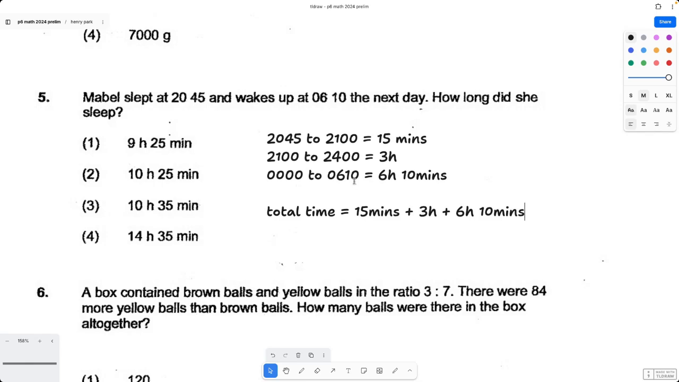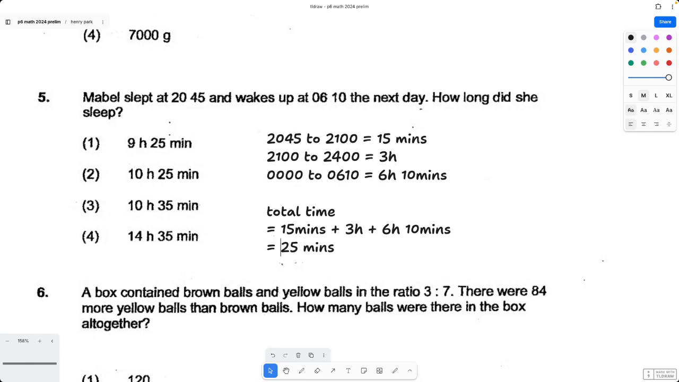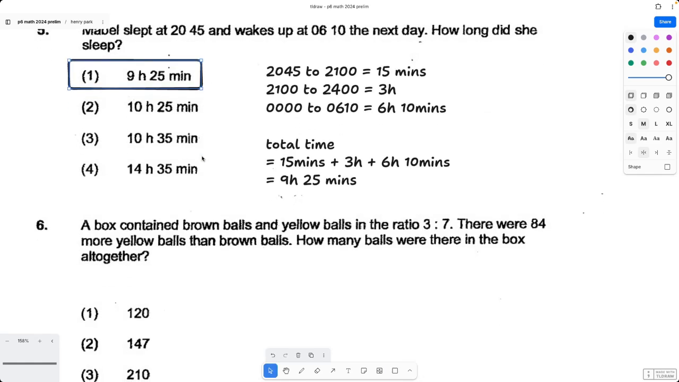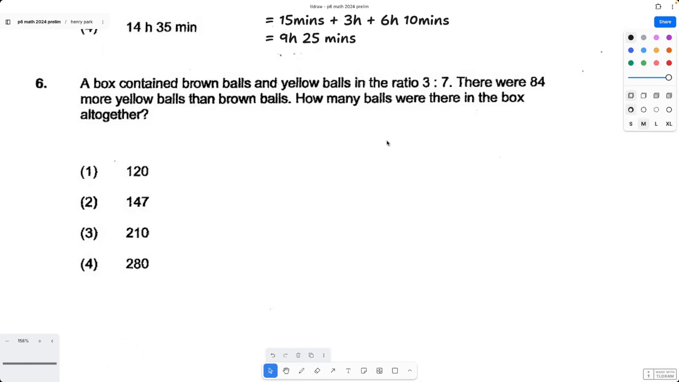You will see that the minutes are pretty straightforward. It will be 25 minutes, and then 3 hours plus 6 hours is 9 hours and 25 minutes. So this is option number 1. Okay, let's move on. It's easier to just put your time to the closest next hour so that you can minus easily. Okay, next one. Question number 6.